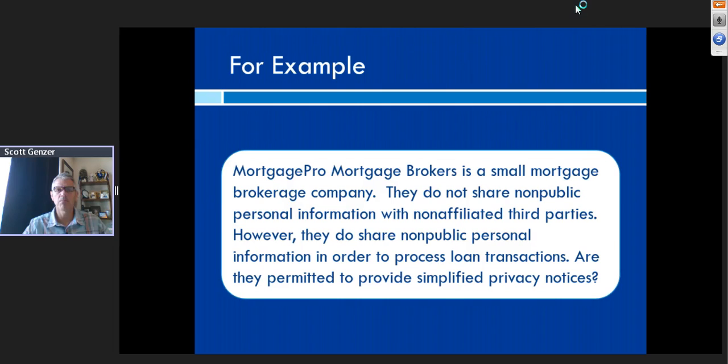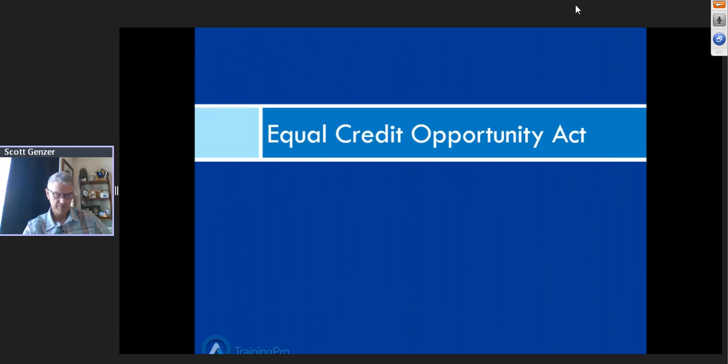So Mortgage Pro is a small mortgage brokerage company. They do not share non-public information with third parties. They only share it in order to process the transaction. Is this a time when we would be permitted to use the, quote, simplified notice? And that's exactly right. Yes, yes, yes. That's exactly when we're supposed to use the simplified notice.